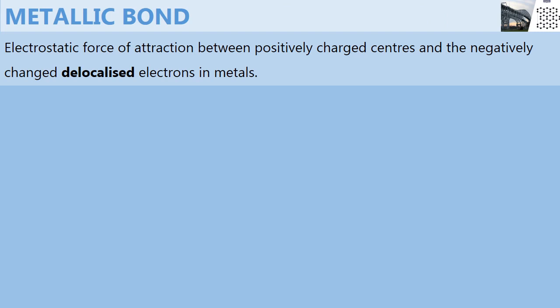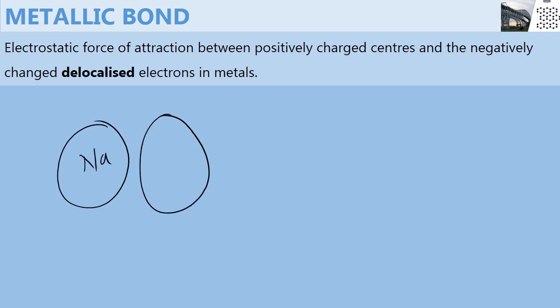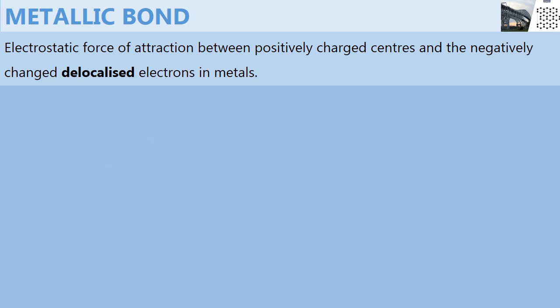In order to understand this, metals are made up of atoms of the same kind. Like sodium, which is made up of many sodium atoms of the same kind. These atoms have weak forces of attraction between the nucleus and the outer electrons.